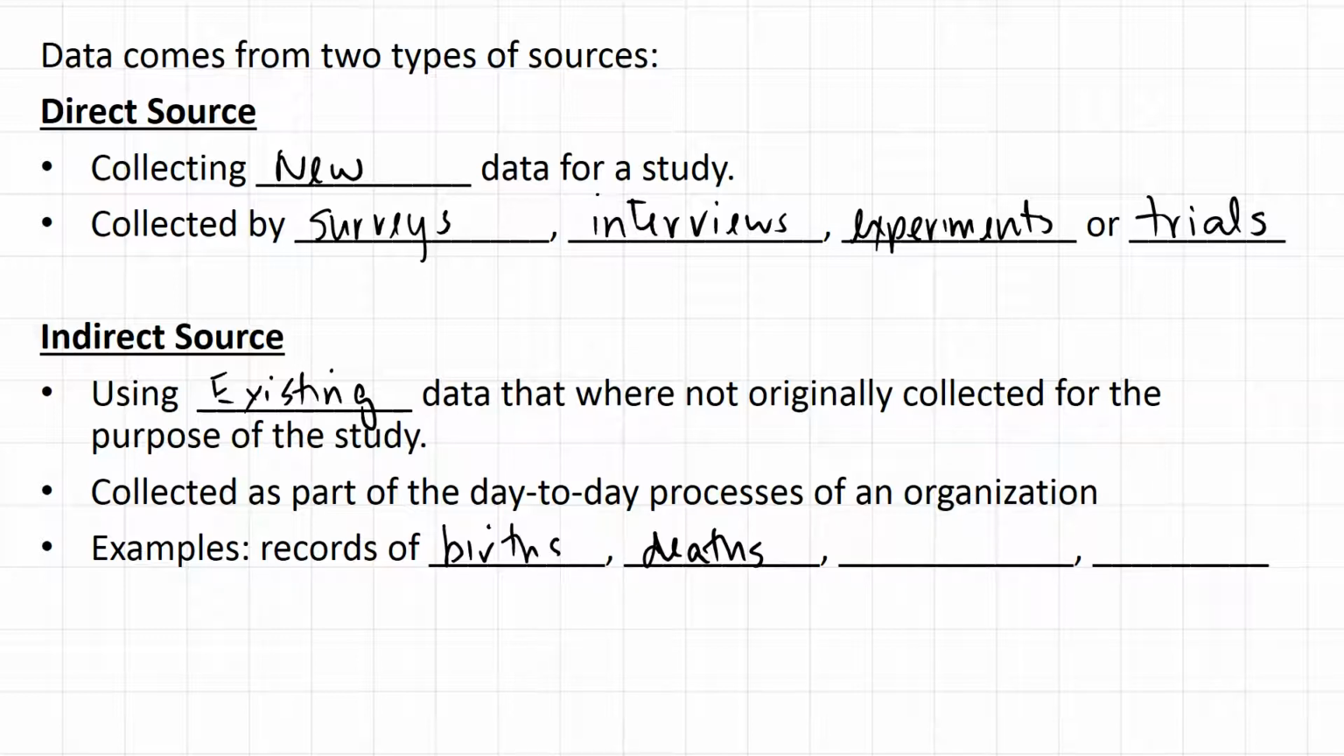Another place is school enrollments would be an example. They're collected whether or not you're going to study them or not. School enrollments, data is collected. Hospital admissions, these are just a couple of examples of data that's collected on a day-to-day basis. And those are all indirect sources.